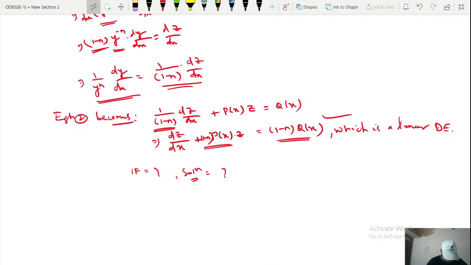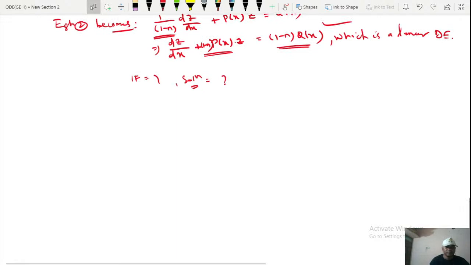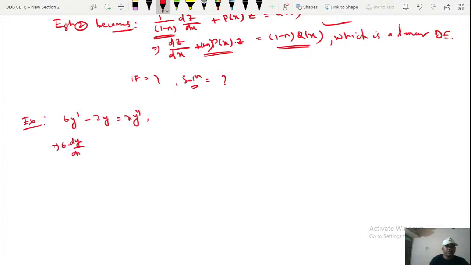Now comes to a problem. Suppose the equation is given 6y dash minus 2y equal to xy to the power 4. So this is 6 into dy by dx minus 2y equal to x into y to the power 4.